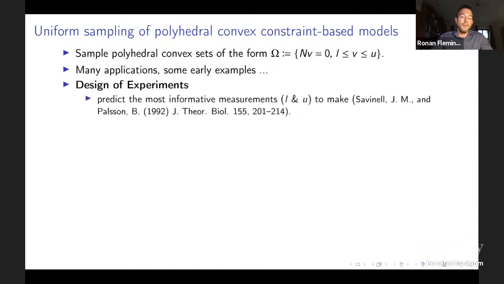For example, you can use this for design of experiments to predict the most informative measurement to make. If you can measure some of the L's and U's, you can constrain your space well. You can use sampling to predict which are the most important ones to measure to reduce the volume of the solution space, or the volume of the set omega there, as much as possible.